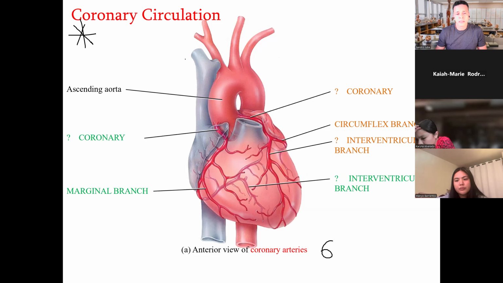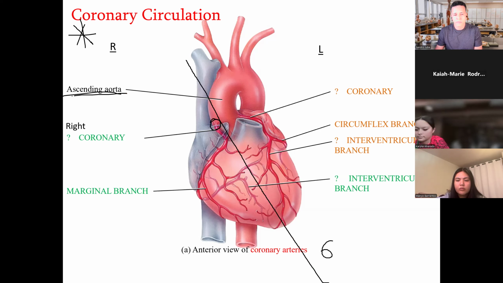let's split the heart into two halves once again. So we're going to pass that imaginary line from the base, going through the interventricular wall, exiting through the apex. So here we have the right side and the left side of the heart. Now, if you look on the right side of the heart, we have a blood vessel right here that is literally siphoning blood from the ascending aorta on the right side. This is what we call the right coronary.